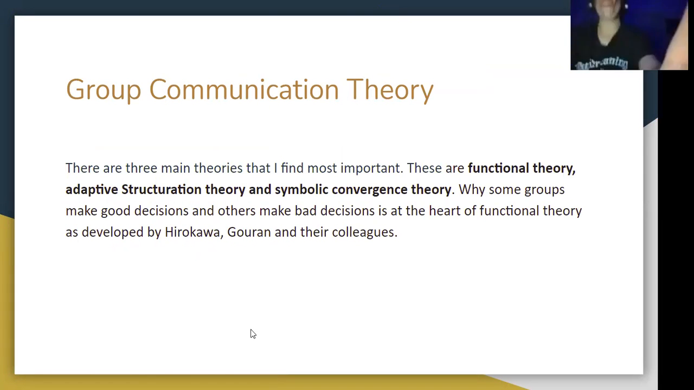Okay, there we go. So the group communication theory. There are basically 3 main theories that I personally found the most important. So this is the functional theory, adaptive structuration theory, and the symbolic convergence theory. So there are some groups who make good decisions while others make bad decisions. The functional theory was developed by Hiroko Gorin and their colleagues.